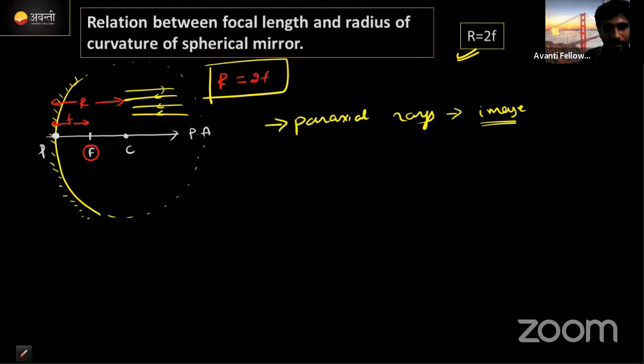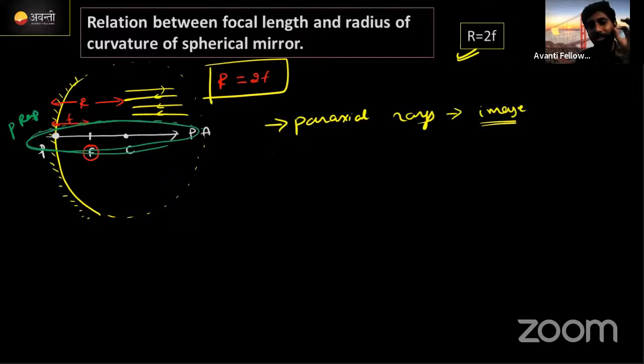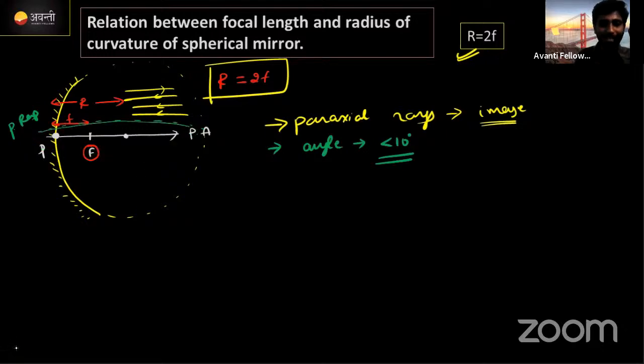Just a minute, I will explain. If you consider this range, the green colored one, any ray which is coming in this region, we call it a paraxial ray. The condition for paraxial rays is that the rays which are incident on the mirror and reflect back must create an angle of incidence less than 10 degrees. We call those paraxial rays. Clear? Paraxial rays means that.